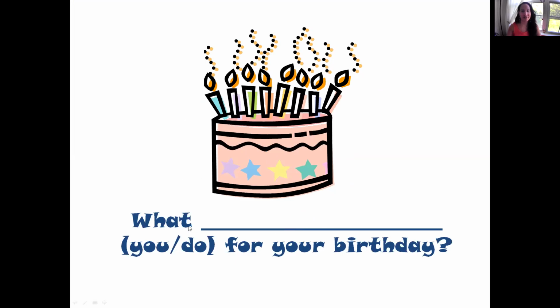Let's try this one. Is anyone's birthday coming soon? What blank you do for your birthday? Which is the future expression? What are you going to do for your birthday? Did you get that? So is it your birthday soon? And what are you going to do?